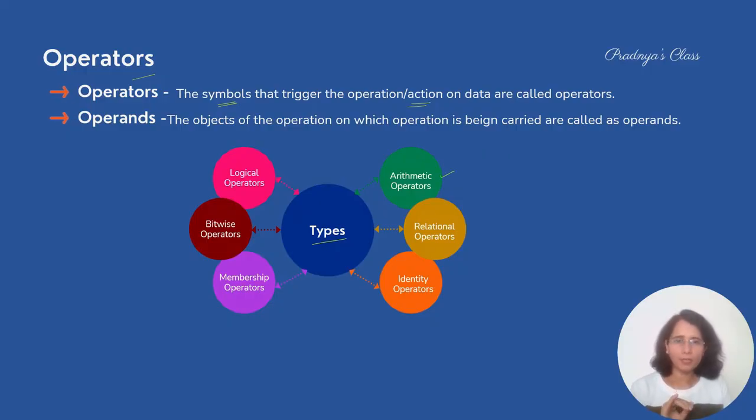First is arithmetic operators, second is relational operators. The third one is the identity operator. Fourth, we will study logical operators. The fifth one is bitwise operator. And the last is membership operator. So let's study all these operators in detail.